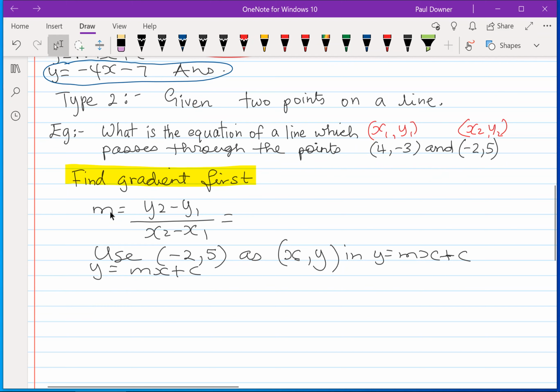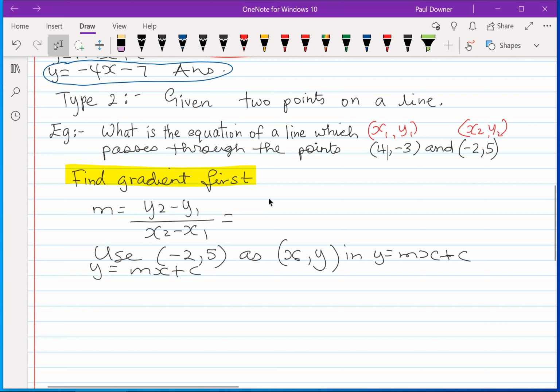Our equation is gradient m is y2 minus y1 over x2 minus x1. Now remember, when you're learning it, don't mix up the order, right? Don't write y1 minus y2 over x2 minus x1. No, the order is very, very important. It must be y2 minus y1 over x2 minus x1. So let's go with that.